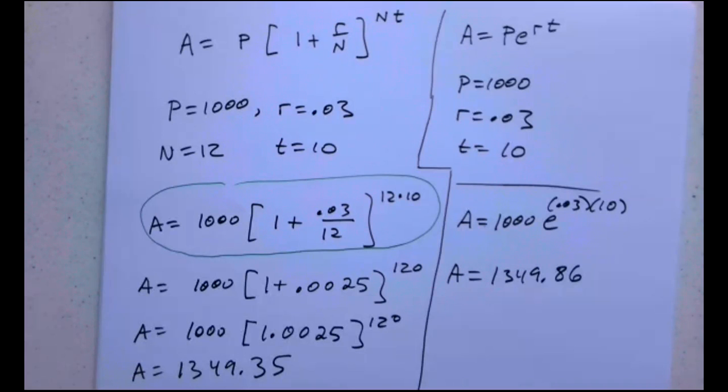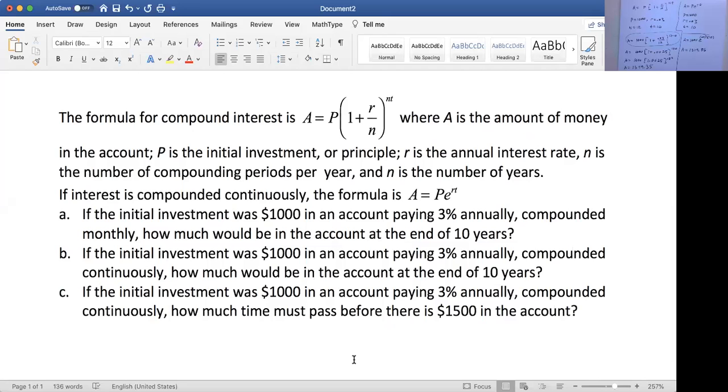And then we have one more question here. What does it say? If the initial investment was $1,000 in an account paying 3% annually, compounded continuously, how much time must pass before there is $1,500 in the account? So what do we know? The initial investment, P, is 1,000. Paying 3% annually, R is 0.03. How much time must pass? Find T when there is 1,500 in the account, when A is 1,500.